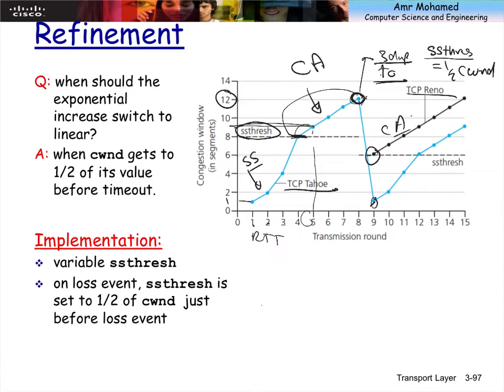When it's a timeout, both of them will go back to one. But here, TCP Reno did not go back to one. So this indicates that the packet loss was because of the three duplicate acks, not because of the timeout. Because TCP Reno here returned back to half the window and started right away the congestion avoidance. If it's a timeout, both of them will go back to one regardless. Only TCP Reno differentiates between the two indications.